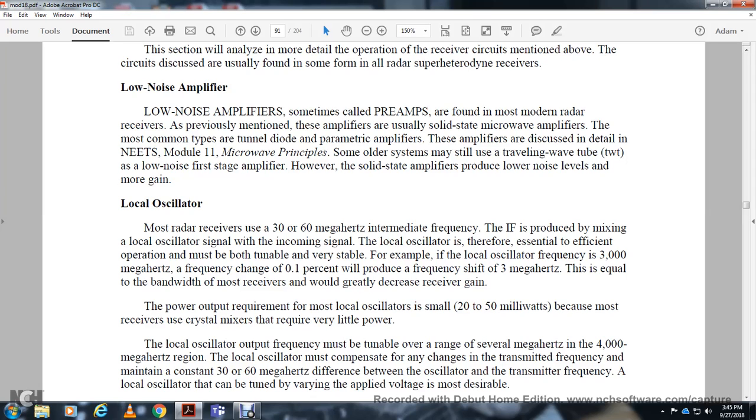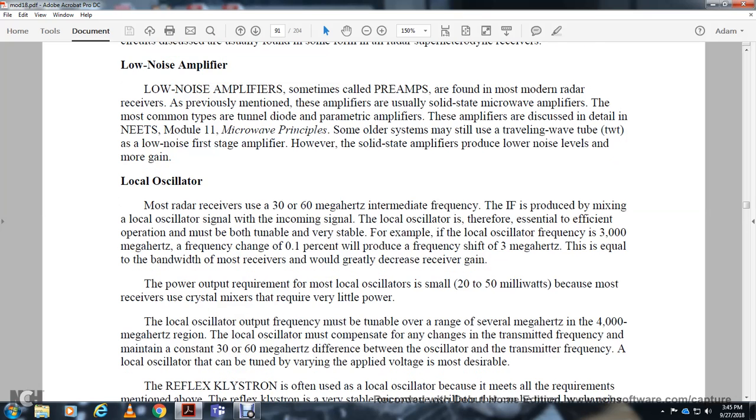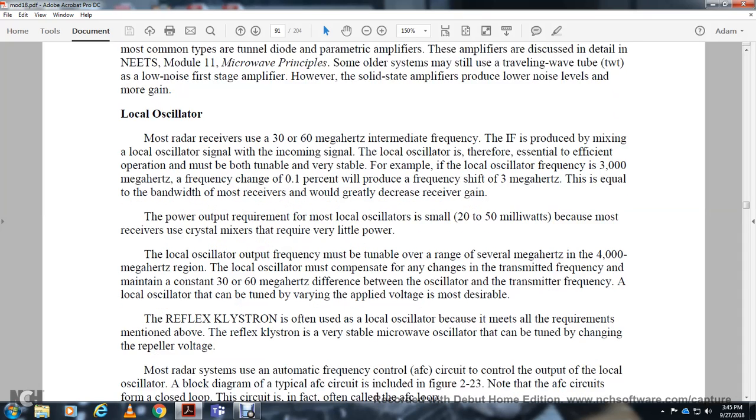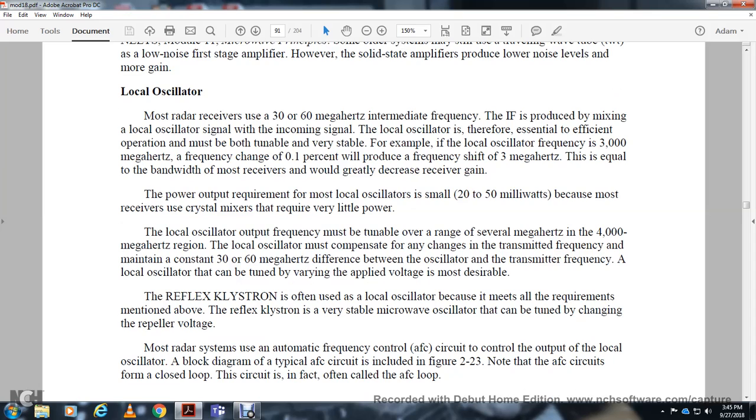For example, if the local oscillator frequency is 3000 MHz, a frequency drift of 1/10 of a percent produces a frequency shift of 3 MHz, which is equal to the bandwidth of the receiver and will greatly reduce the receiver gain. Power output requirement: the mixer oscillator is small, 20 to 50 milliwatts. We cover the mixer receiver; the crystal mixers require very little power.